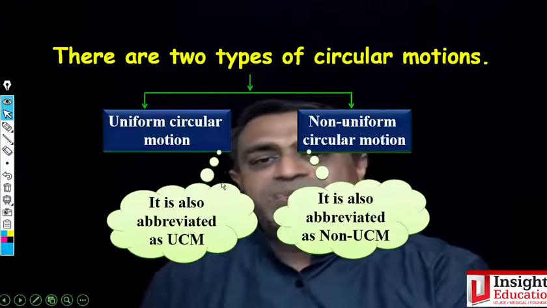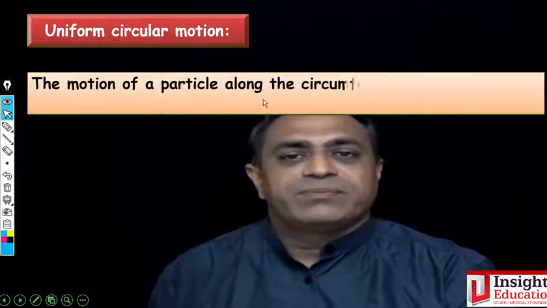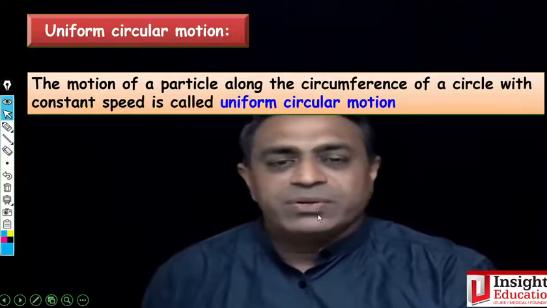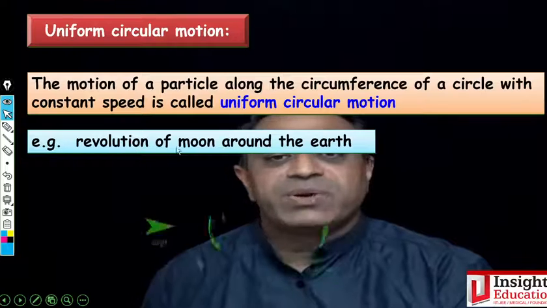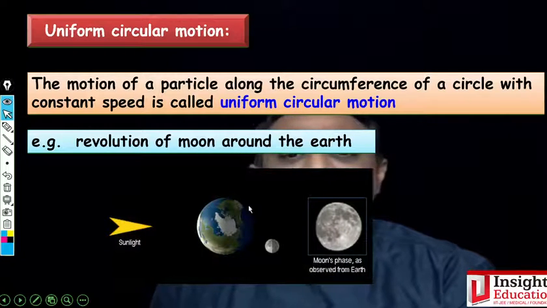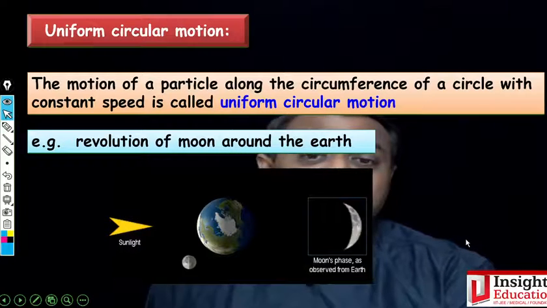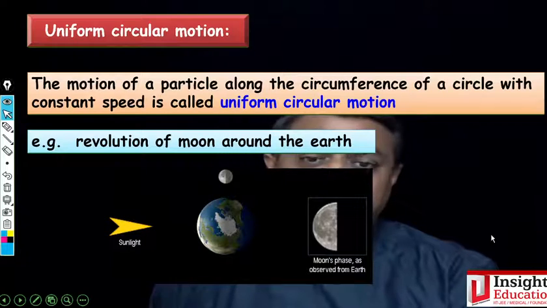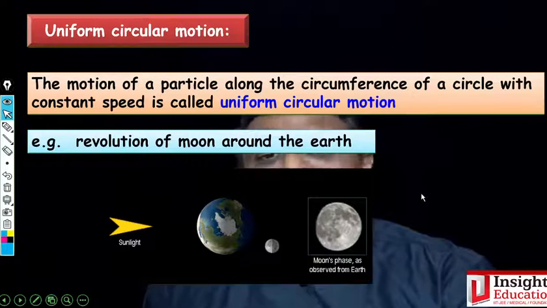In uniform circular motion, the speed of the object remains constant. Motion of a particle along the circumference of a circle with constant speed is called uniform circular motion. An example is the revolution of the moon around the earth. The velocity is not constant, but the speed is constant.